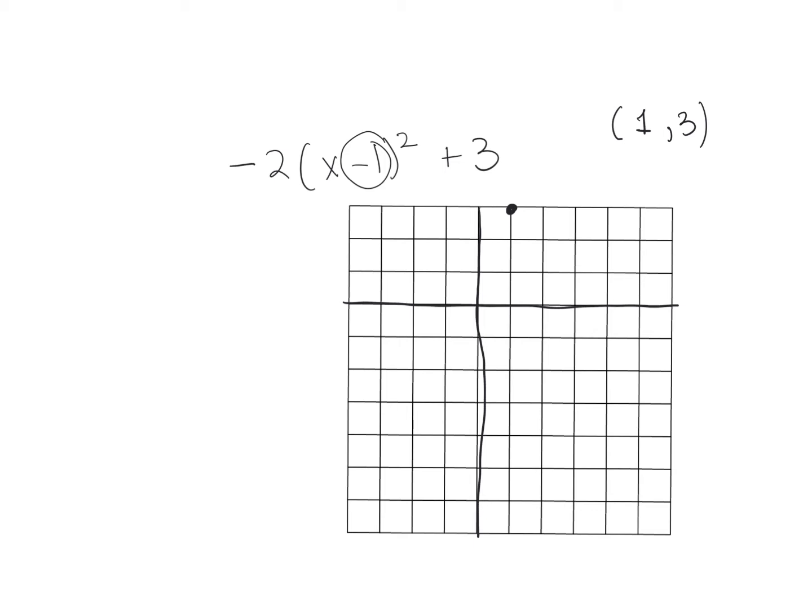Now this says, from my vertex, go over 1, up a, but a is negative, so I'm going to go down 2. And I'm going to go back 1 and down 2. And so that was my first step. And then for my second step, I'm going to go over 2 from my vertex. Over 1, 2 from my vertex. And then I'm going to go down 4 times a, 2 squared times a. So I'm going to go down 8: 1, 2, 3, 4, 5, 6, 7, 8. And that's going to be my next point right here.